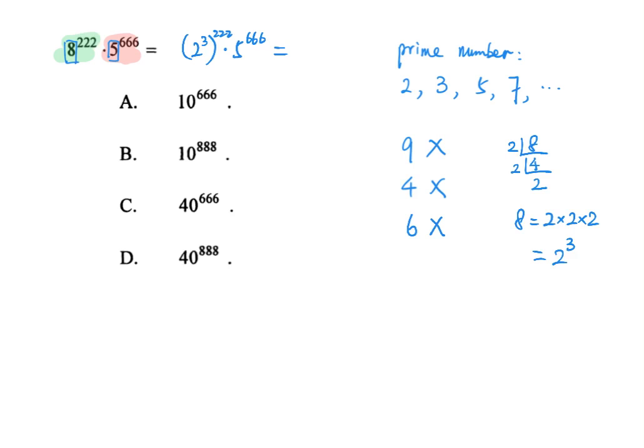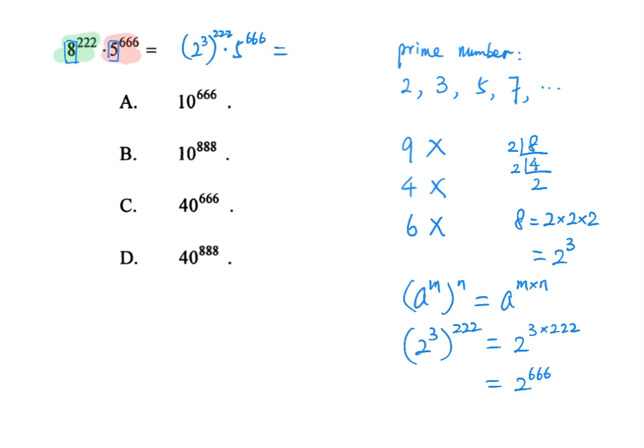For a to the power m, bracket to the power n, we have a to the power m times n. Here, 2 to the power 3, bracket to the power 222, we can rewrite as 2 to the power 3 times 222, which is 2 to the power 666. Therefore, the first part we can write as 2 to the power 666 times 5 to the power 666.